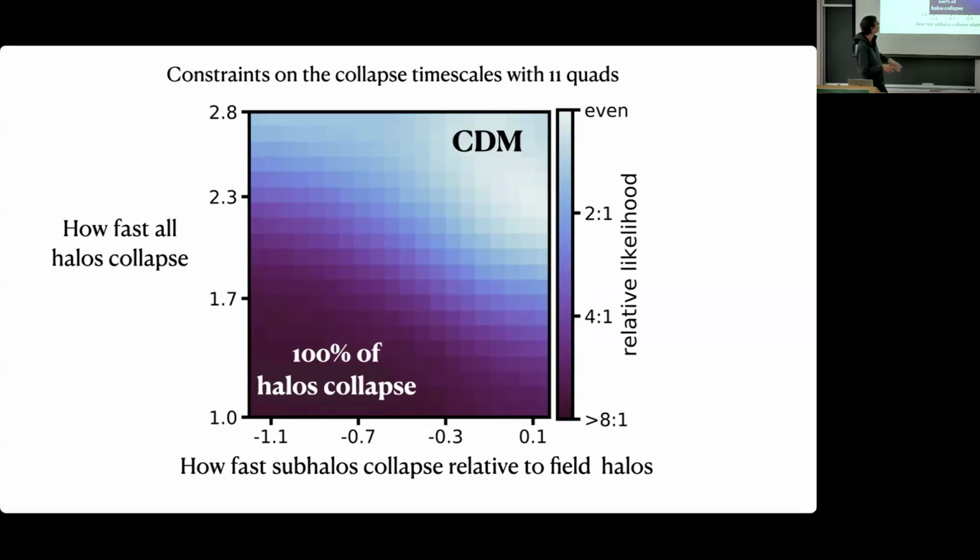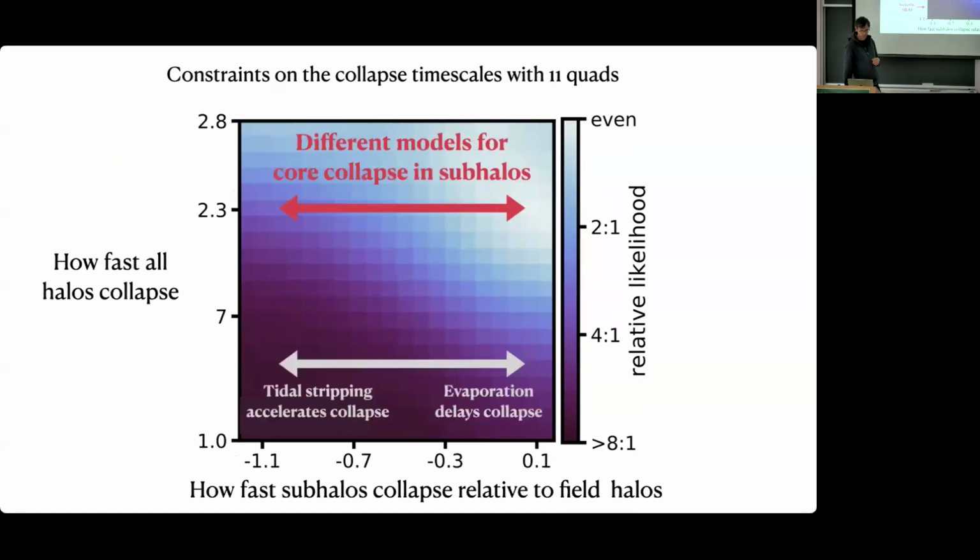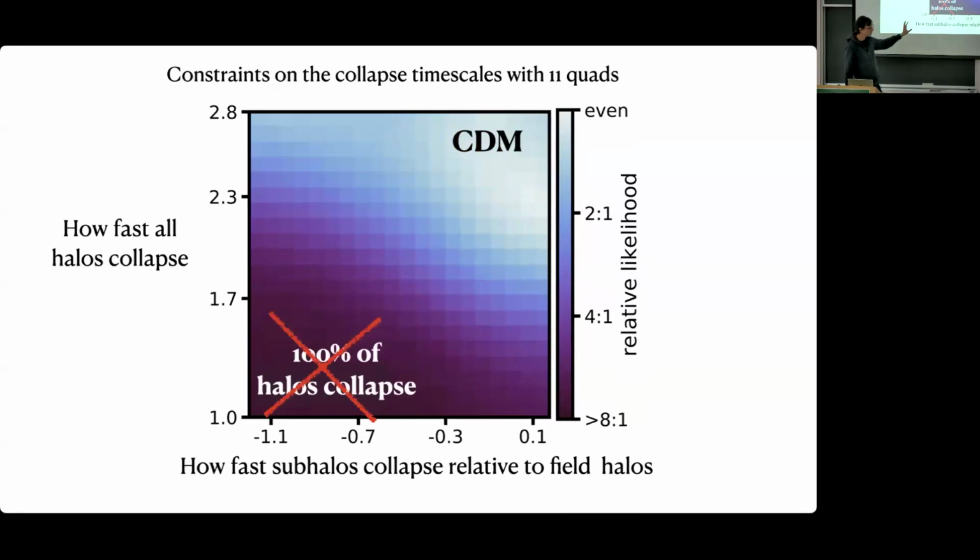And then using just 11 observed systems, you can constrain models in this space and basically show that everything's consistent with CDM, and you rule out things where a lot of things core collapse. So we can rule out that most halos and most subhalos are core collapsed, so that their radial structure is very different from CDM. You can put your SIDM models on this, although I think to really interpret them, you'd have to run more simulations of your SIDM model. But we can basically rule out that all halos core collapse.